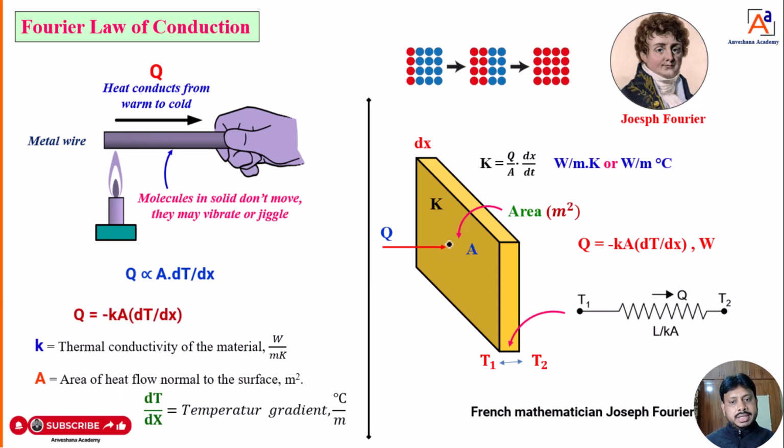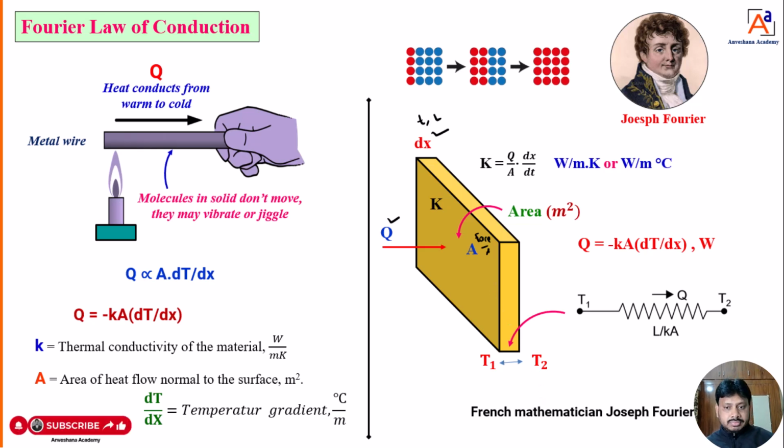When you are supplying heat at this side of the plate, you have to take the area of face A. That means you can consider the length and width. That area is perpendicular to the direction of heat flow. And that plate has a thickness, which we can represent with the notation dx. Some authors take T, some authors take capital L also. That means the same thickness of the plate.